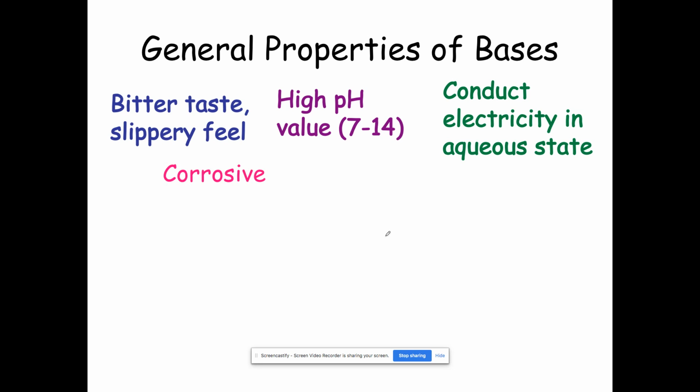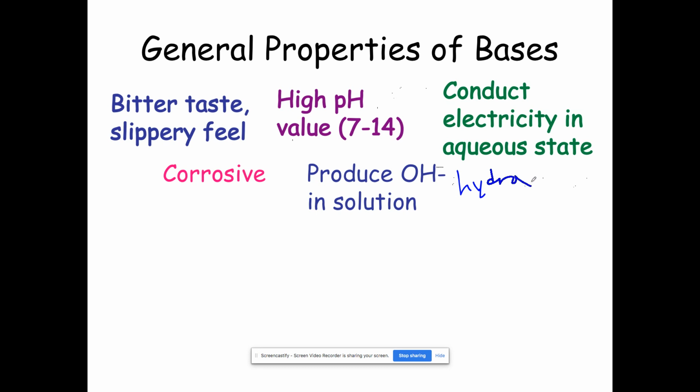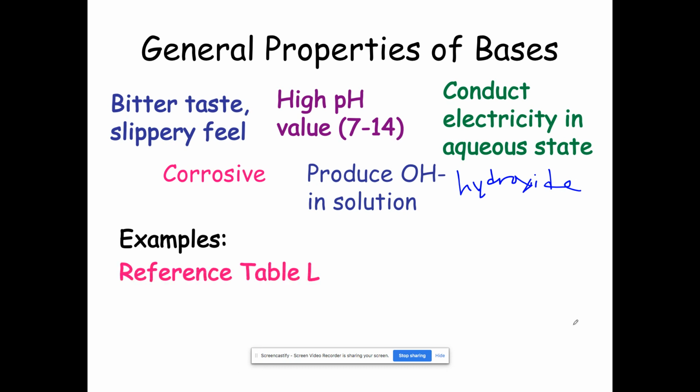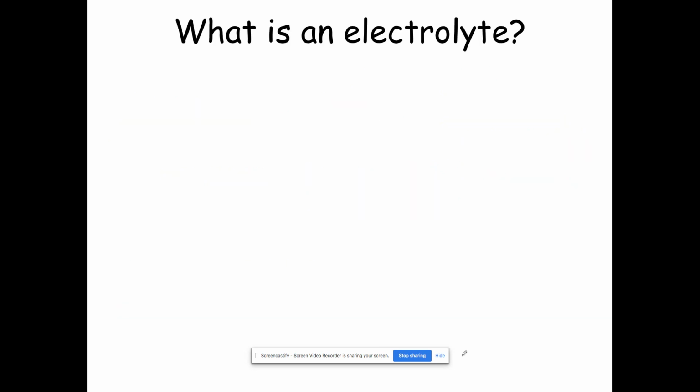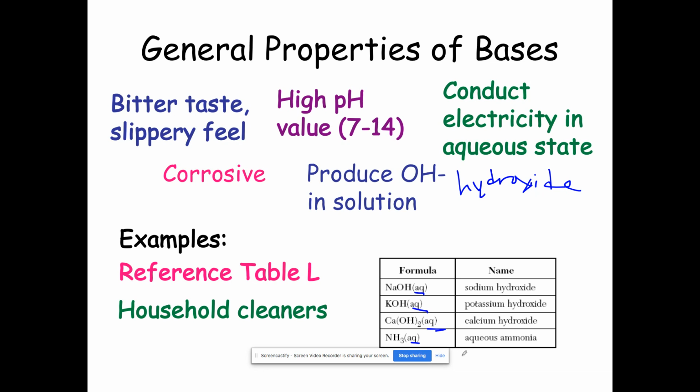Bases are also going to be corrosive. They're also going to burn your skin. However, in solution, this is going to produce OH minus, which, if you forgot, is called hydroxide. So anything on table L is a base. Notice all of these are aqueous. And now I will admit that ammonia does not have that hydroxide like the rest of them do. However, it is a base. Household cleaners are bases, the opposite. And we will talk later about what happens when you combine an acid with a base.